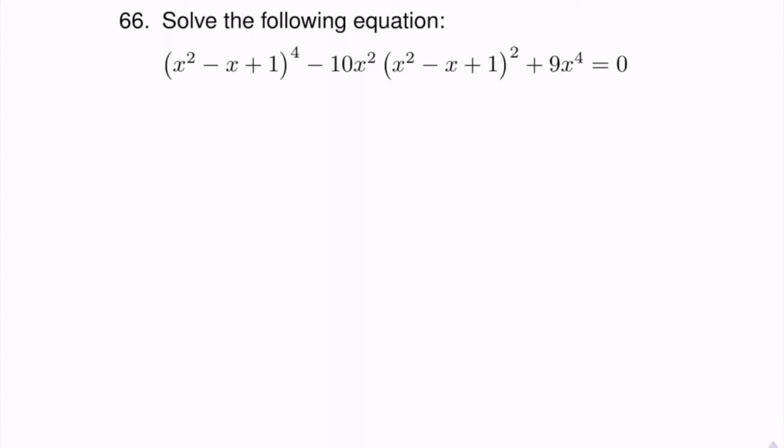Hello everyone. Today we want to solve this equation, and initially it will look pretty hard, and you may even think about expanding this and simplifying it, but I'm not going to do that, and I will present a more innovative solution. If you want to think about it yourself, please pause the video.